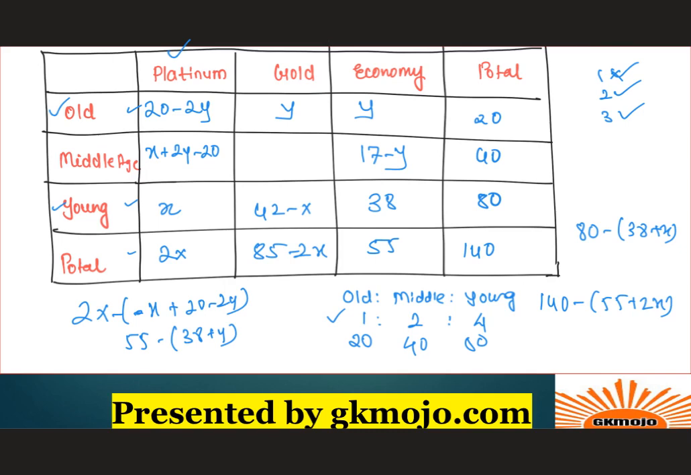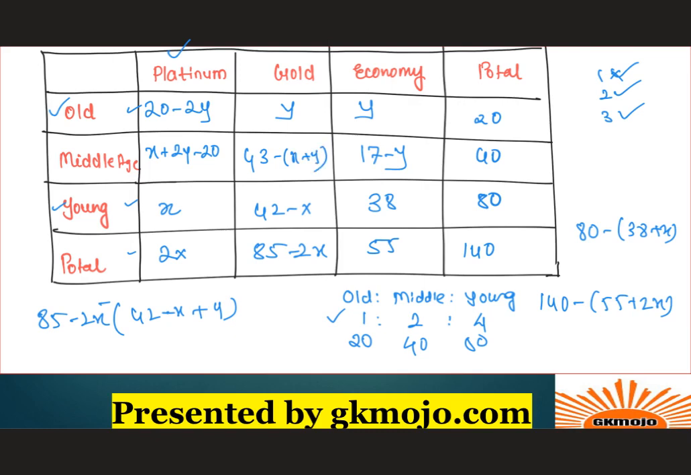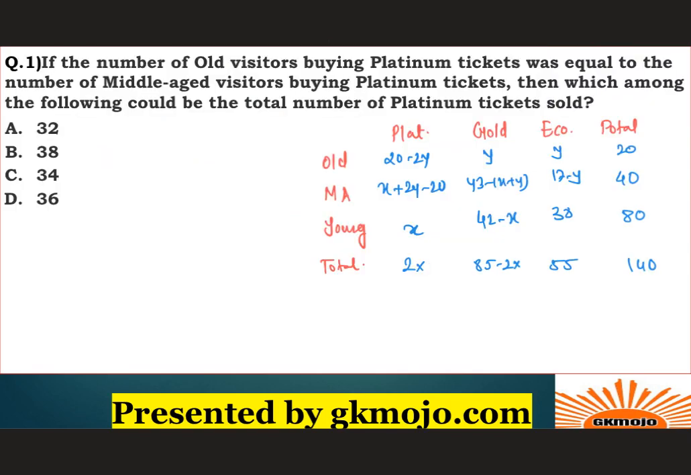Now if I can just make some space over here, only one box is left over here, which is the middle age for gold, right? So 85 minus 2x is the total, and we will subtract from this 42 minus x plus y. So what you will get over here is 43 minus x plus y, and this is your complete table. And with the help of this table, we'll solve all the 4 questions that are going to come ahead in this set. Let us have a look at the first question.